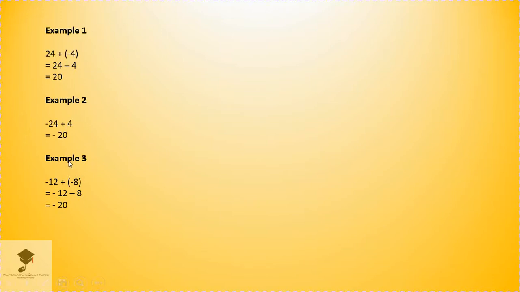And then if you look at example 3, minus 12 and minus 8, both numbers are negative, which means our answer is going to be negative. It's going to take the sign of the bigger number, which is minus 12. So we remove the bracket, we're going to have minus 12 minus 8, which is going to give us minus 20.